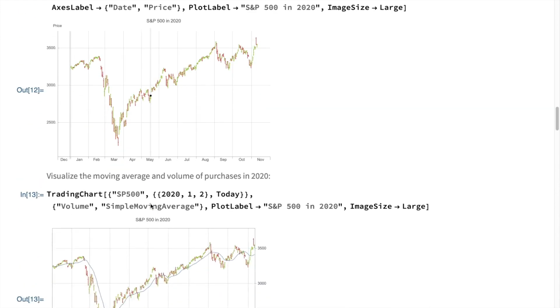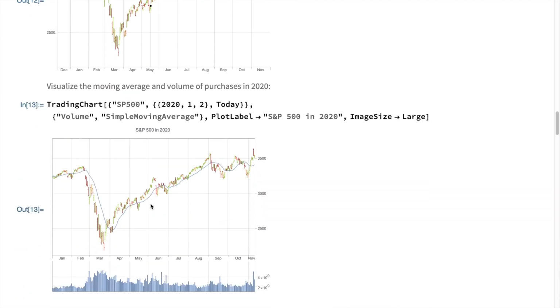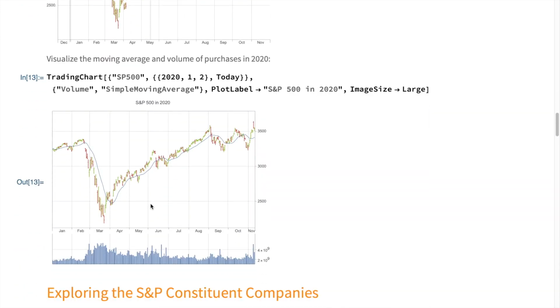Let's visualize one more thing. You can see that the S&P is very hectic at times. What we can do is take the moving average. I was also curious about the volume of purchases of stock for each date. Luckily, there's a neat function for this, trading chart, in which I can call the S&P directly for this year and indicate I want a simple moving average and the volume of purchases. We see that volume spiked right when the S&P dropped.